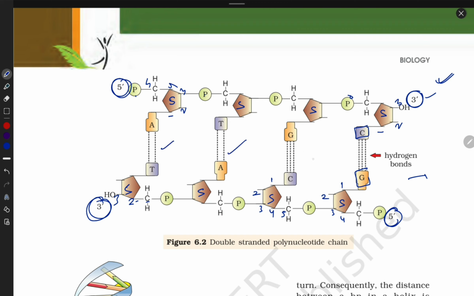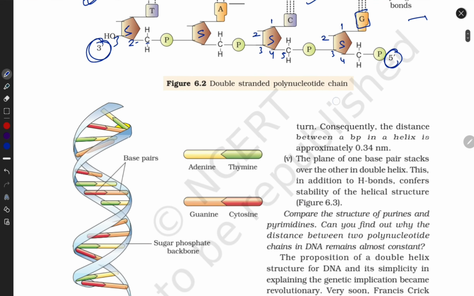Double bond clear or not? Triple bond clear or not? They are complementary or not? Yes, they have phosphate, sugar and nitrogen base. You have to remember this structure.